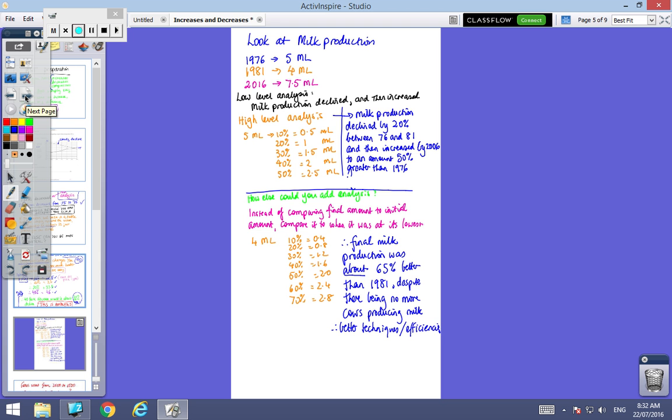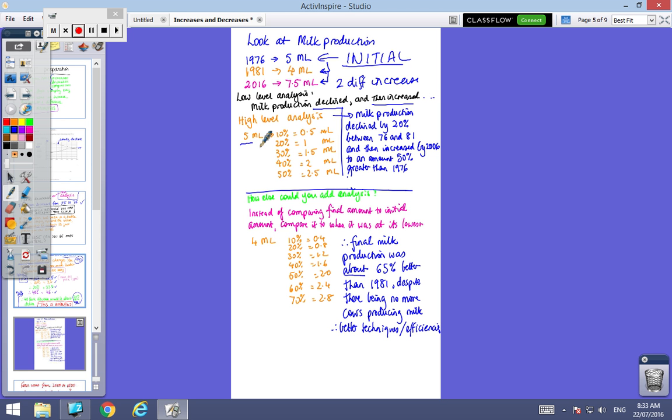So let's have a look at the milk production and see if we can do the analysis. Okay, so it starts, you always look at the initial amount. That's the critical part. And then it decreased to 4, and then it increased. Now, when you look at the graph, there were two different lines. There were two different increases. So you might say, for instance, that milk production declined and then increased, but it increased at different rates. So you could say it increased at a faster rate till 1981 or something like that, and then increased at a slower rate. But let's look at percentages.